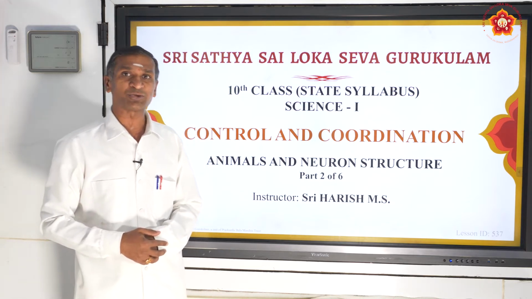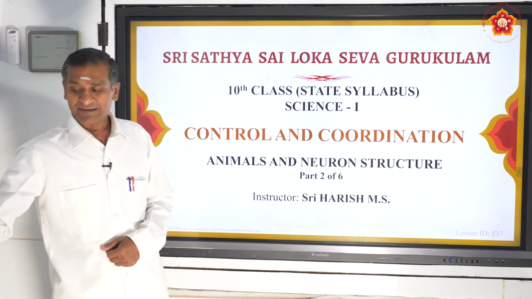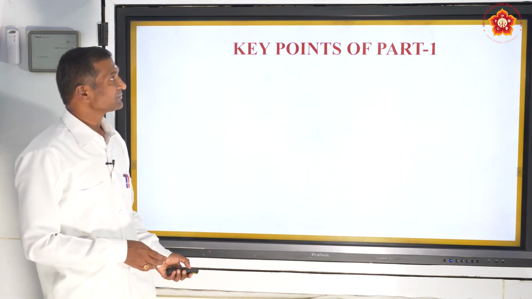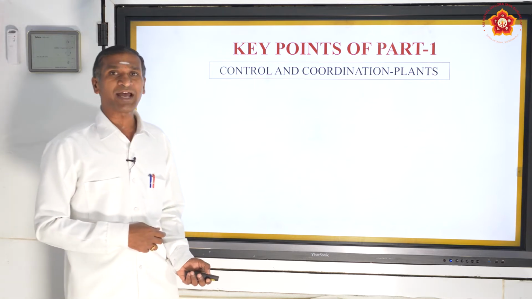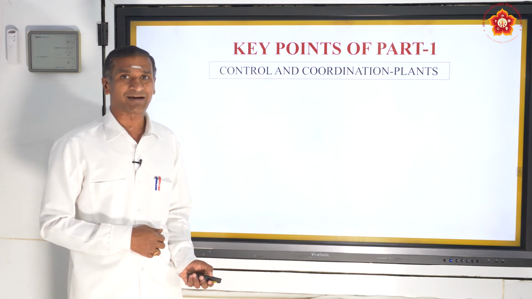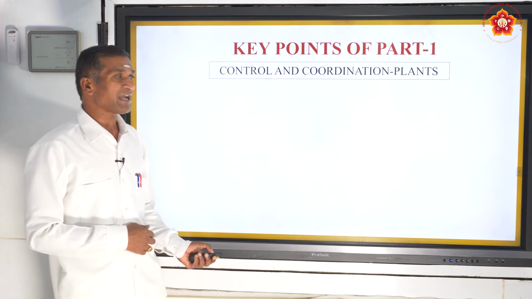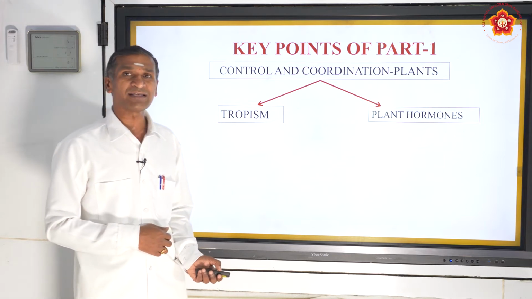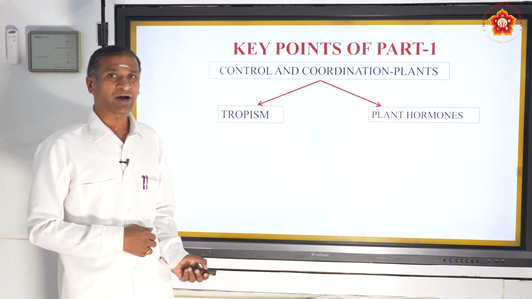Before we start with today's part, let us recap the previous chapter's key points. In our last class, we discussed control and coordination in plants, mainly in higher plants. The higher plant control and coordination is carried out in 2 ways. One is tropism, the other is plant hormones, also called phytohormones.